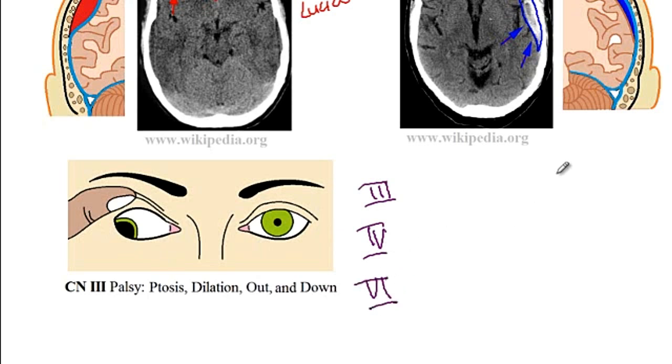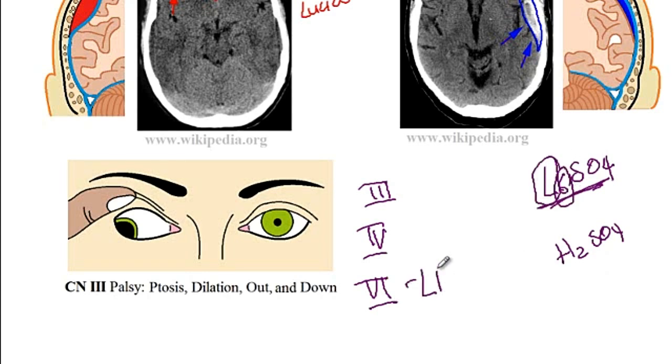Now the memory aid that I have for you is called L6SO4. So it's like a chemical formula, like H2SO4. Forget about that and memorize this new one, L6SO4. So cranial nerve 6 innervates the lateral rectus. So lateral rectus for cranial nerve 6. And then cranial nerve 4 innervates superior oblique. So superior oblique, and every other extraocular muscle is innervated by cranial nerve 3.